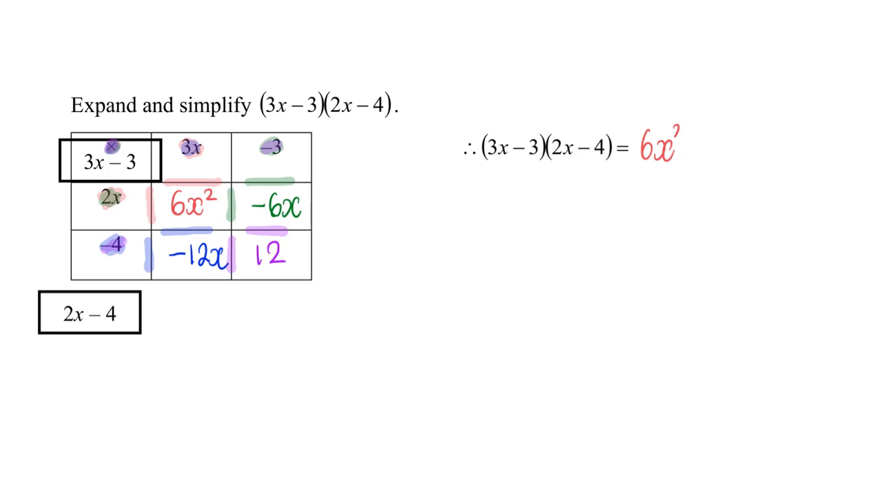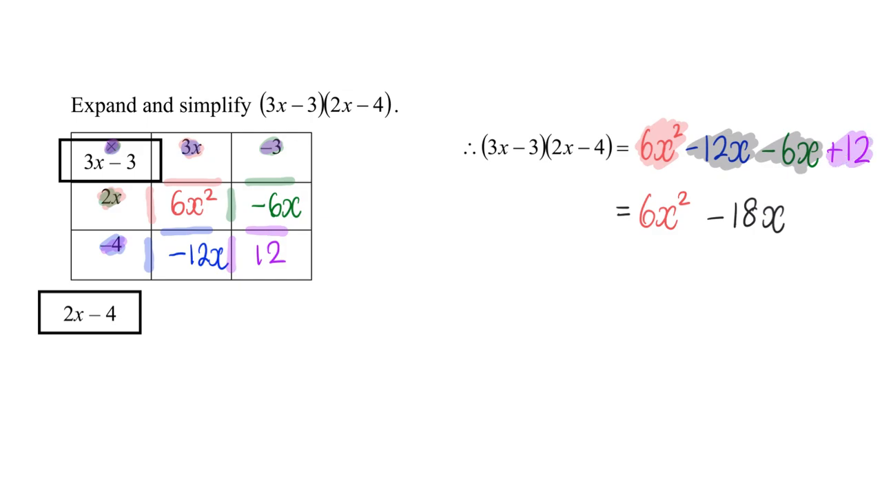And to find the total area, I just need to add everything up together. I have my negative 6x, positive 12. Well, there's only one x squared term. There are two x terms, so I will have to simplify this together. Or further, negative 12 and negative 6. This will give me negative 18x, positive 12.